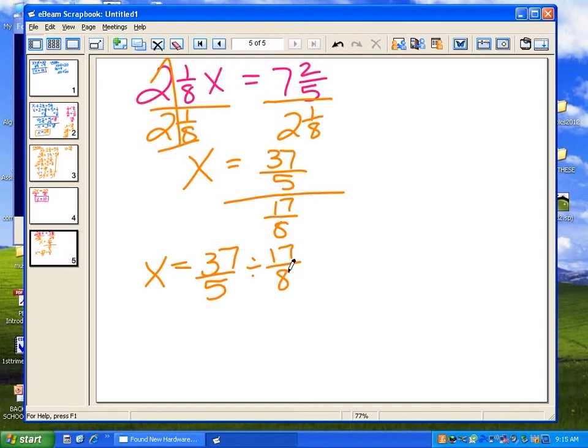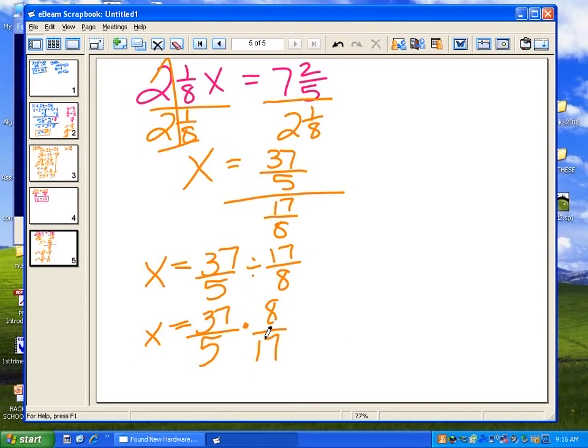But again, we don't divide by fractions. We multiply by the reciprocals. So 37/5 times the reciprocal, which is 8/17. Okay? Now, how do I multiply fractions? Across. Straight across. But I don't want to get big giant numbers if I can help it. So what do I want to look for? Equivalent forms of 1. Are there any?